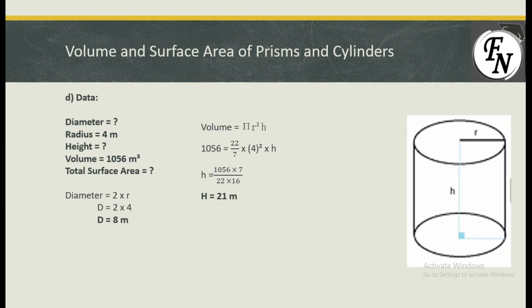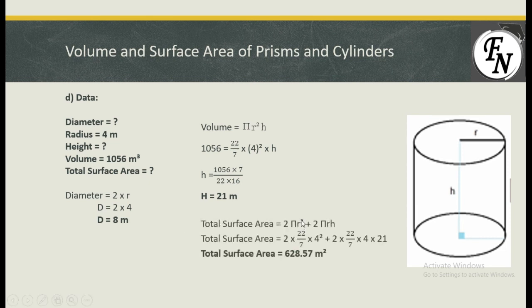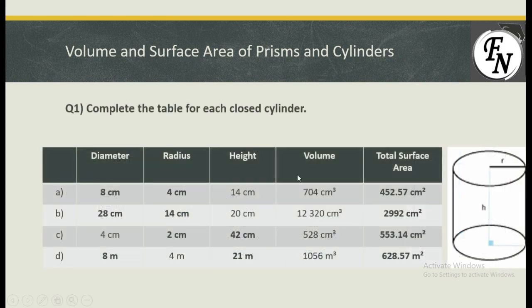So now we have the height, we have the radius, and now just substituting the values in the formula of total surface area. So this is 2 pi r square plus 2 pi r h, and all the values are substituted, and BODMAS is followed to get the answer of 628.57 meters square. After obtaining all the values, I had this table before, so now the values are filled up, and this is how we calculate the missing values of the cylinder.